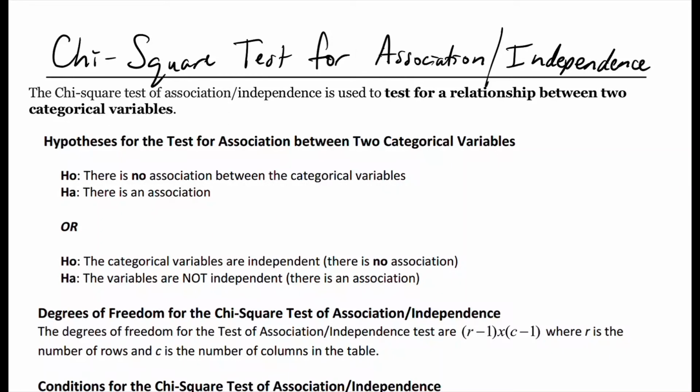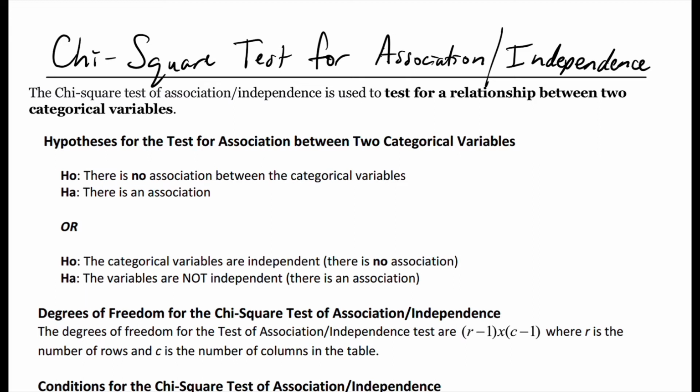So the next chi-square test is, again, a chi-square. We're using the same test statistic, same parts. It's just a different type of test. When do we use this one? We use this one, still categorical. We're still looking at categorical.